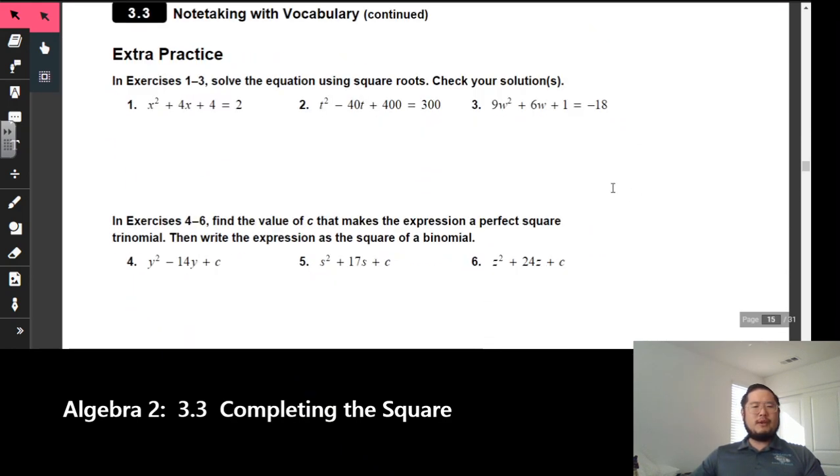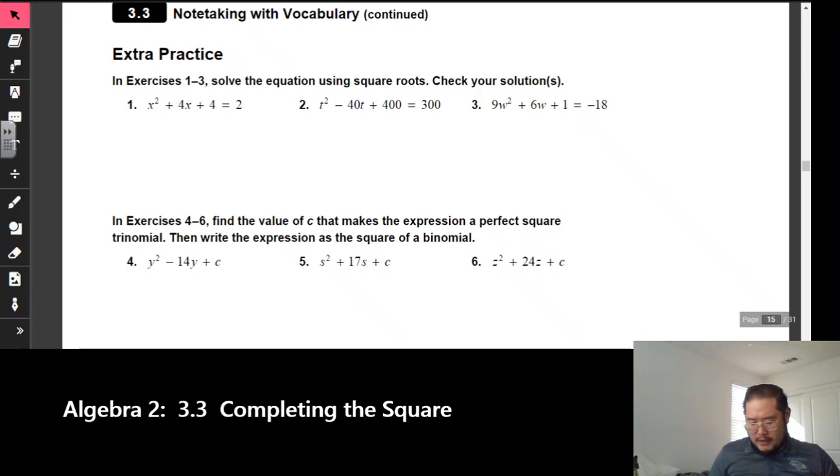We're going to split 3.3 up into 2 separate days. So to start off, we'll take a look at exercise 1, and it says solve the equation using square roots. When we solve equations using square roots, what we're actually doing is part of the steps in completing the square. And so you'll see these steps be very familiar when we finally put everything together later on in the lesson.